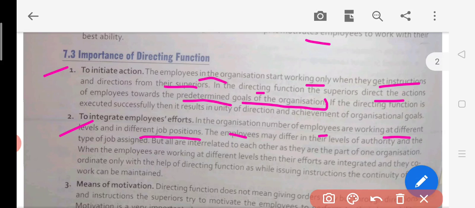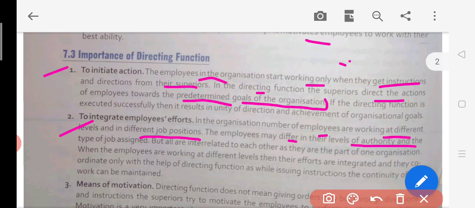So what we must do, see, the employees may differ in their level of authority. They are here talking about the top level, middle level, and lower level. So when we talk about all these different levels, the top level will be having more attitude inside them, then the middle level will also be having some kind of attitude, and the workers at the lower level will be having some kind of attitude too. So this is a kind of problem here.